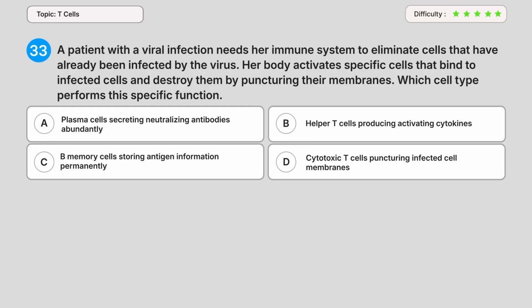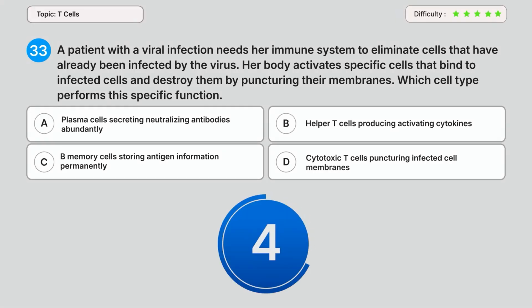A. Plasma cells, secreting neutralizing antibodies abundantly. B. Helper T cells producing activating cytokines. C. B memory cells, storing antigen information permanently. D. Cytotoxic T cells, puncturing infected cell membranes. Can you guess the answer?